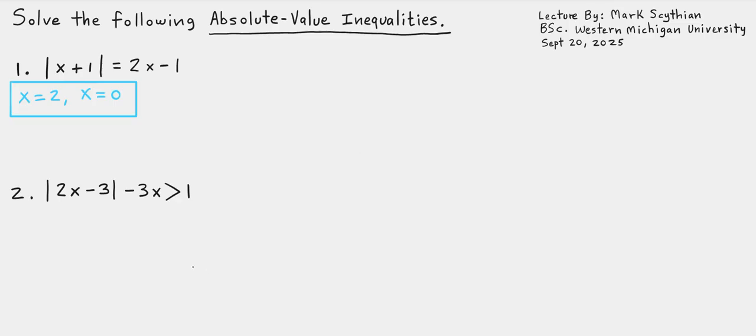Now to tackle problem number 2, we really need to isolate the absolute value by itself. So we can rewrite this as 2x minus 3, and like we have an equal sign, we also could have a greater than or less than, or greater than or equal to, less than or equal to, but focus on this as if it's an equal sign. So just put this greater than symbol here, and now negative 3x goes to the other side, so it's positive 3x plus 1.